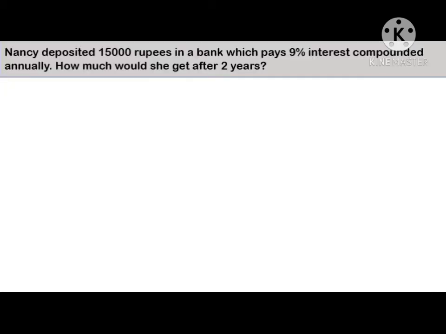Now let us do one example. Nancy deposited 15,000 rupees in a bank which pays 9% interest compounded annually. How much would she get after 2 years? See children, from the question we can write principal P equal to 15,000 rupees, rate of interest R equal to 9%, number of years n equal to 2 years.